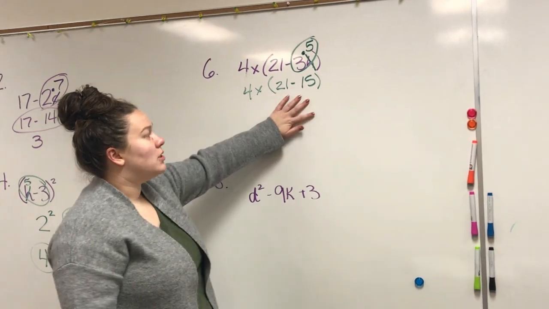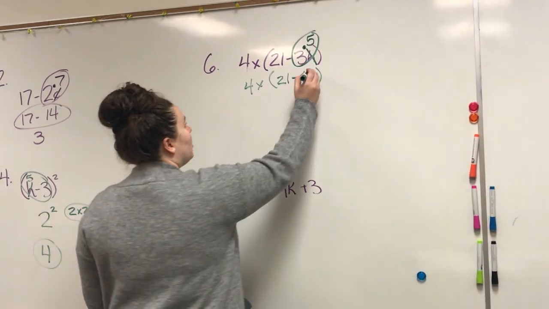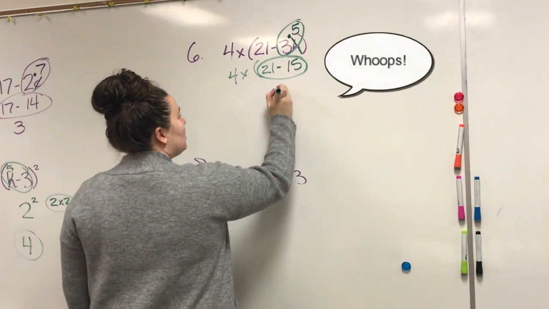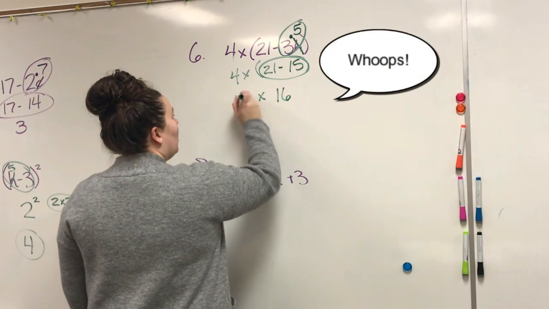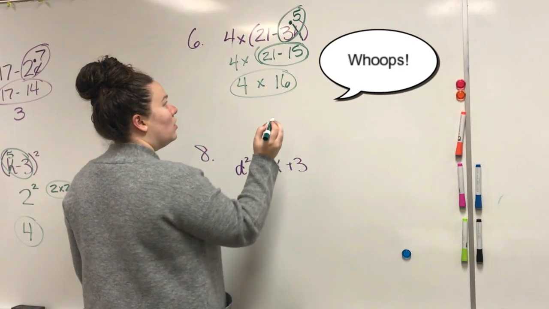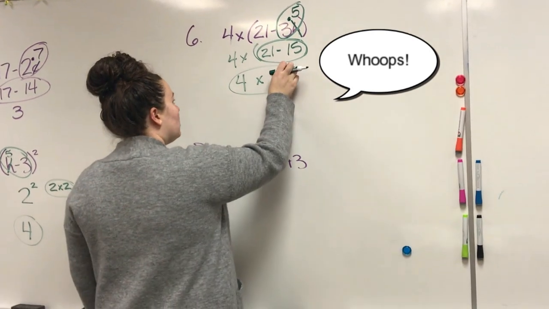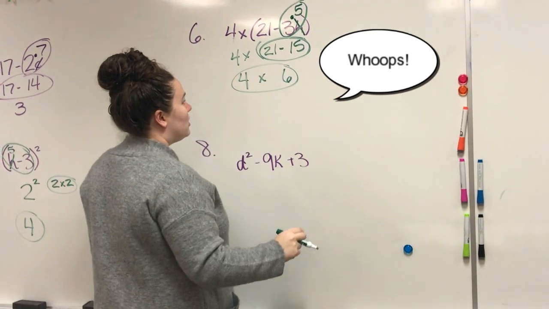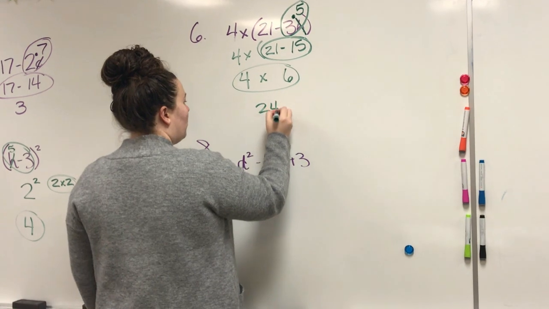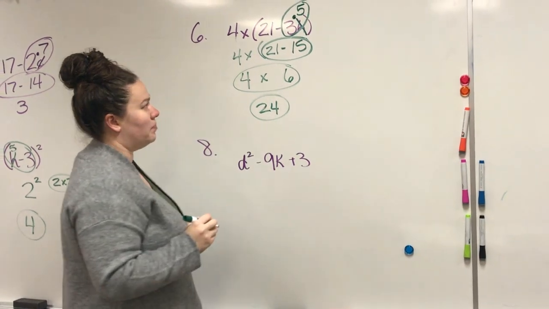Okay, we're still in the parentheses, and so we need to do what's inside those parentheses. 21 minus 15 is going to be 6, and whatever is left is multiplied. Oh, just 6. Sorry, just 6. 4 times 6 is now 24. Awesome.